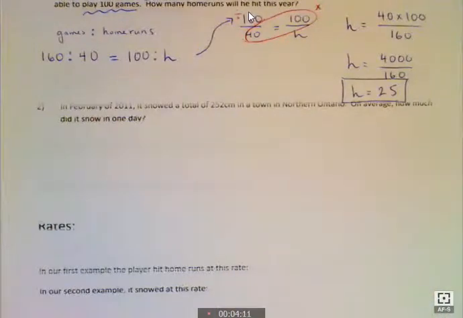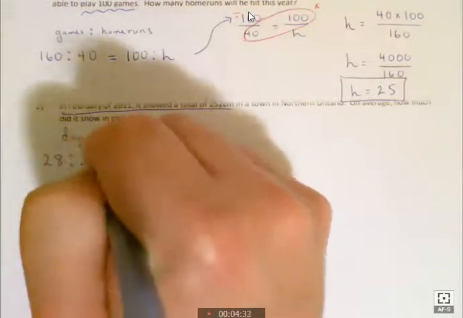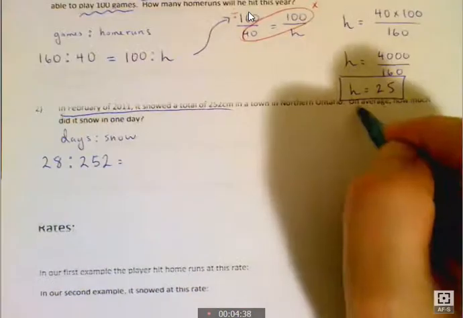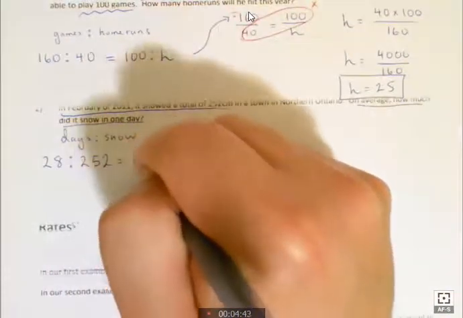So let's set up a second one. In February 2011, it snowed 252 centimeters. Now let's actually think about that for a second. Compare number of days to how much snow fell. In most Februaries, there are 28 days. And in 2011, it snowed 252 centimeters. We want to know how much on average it snowed in one day. So for one day, how much did it snow?